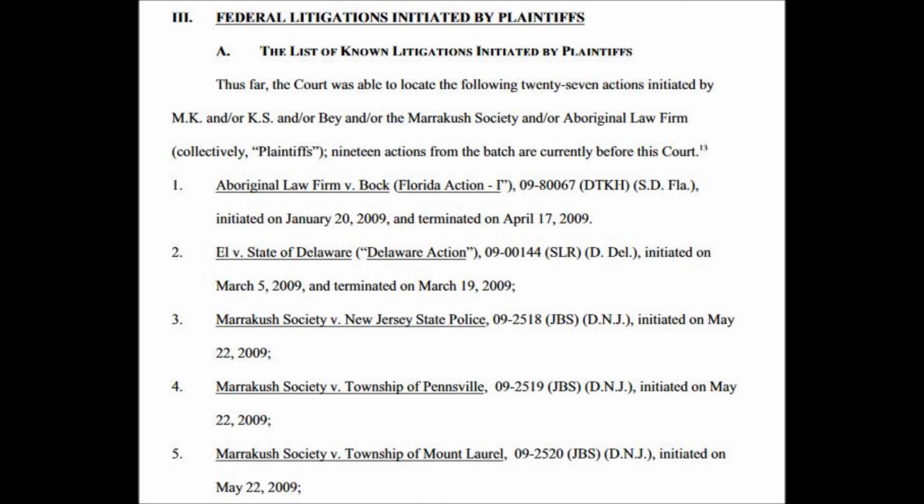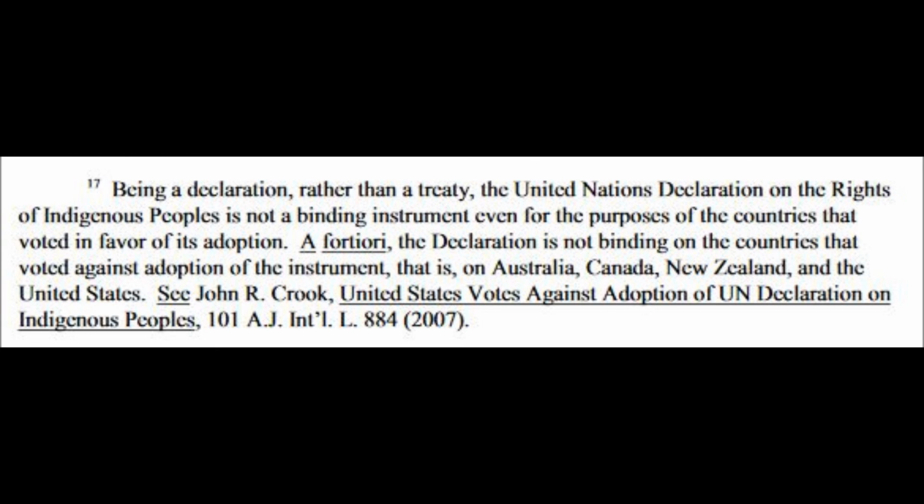As explained on page 17 of the court decision, these guys filed 27 different federal lawsuits and lost every single one. And it also discusses a number of things that are common to a lot of these Moorish cases. For example, the United Nations Declaration on the Rights of Indigenous Peoples. And it explains that, quote, it is not a binding instrument, even for purposes of countries that voted in favor of its adoption, because it's a declaration and not a treaty. And also points out that it's not binding on countries that voted against it, such as Australia, Canada, New Zealand, and the United States.